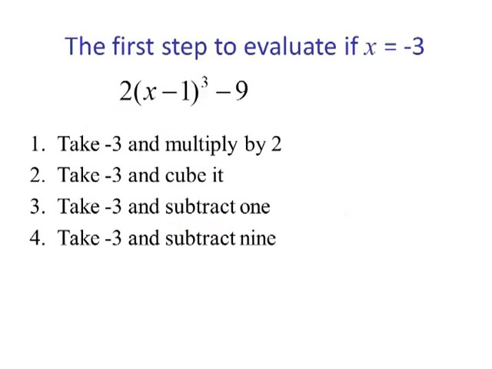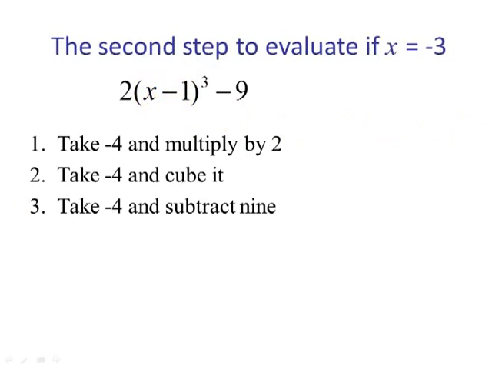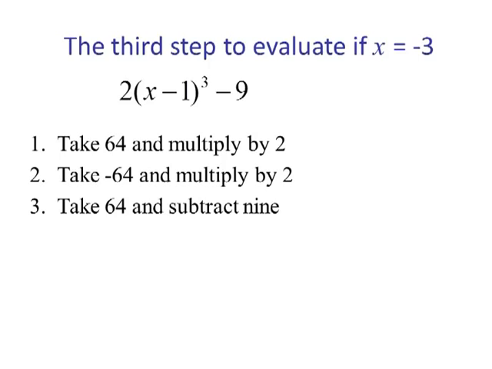In this example, what step do we do first to evaluate if x is equal to negative 3? We would take negative 3 and subtract 1. We have to do parentheses first. The second step, once we do that, negative 3 minus 1 is negative 4, and cube it. Third step, negative 4 cubed is a negative 64, and we're going to multiply that by 2. Then last, we would subtract 9.